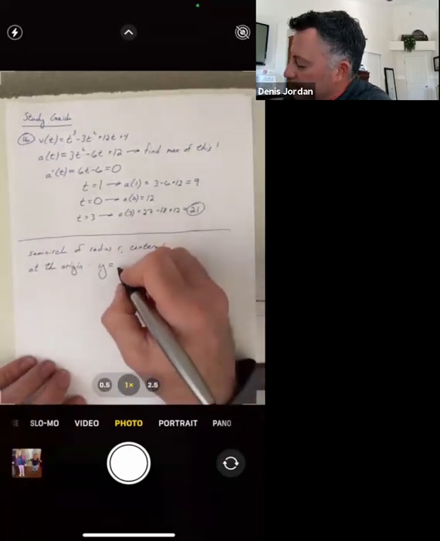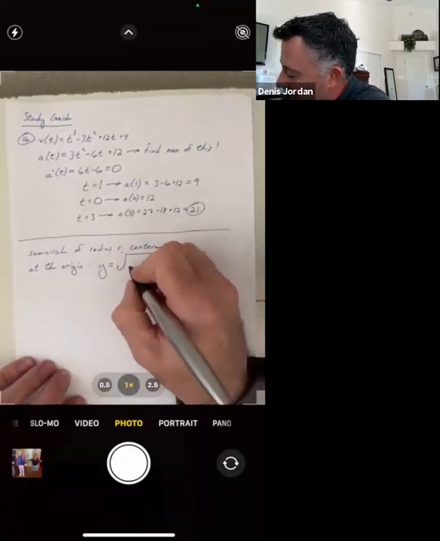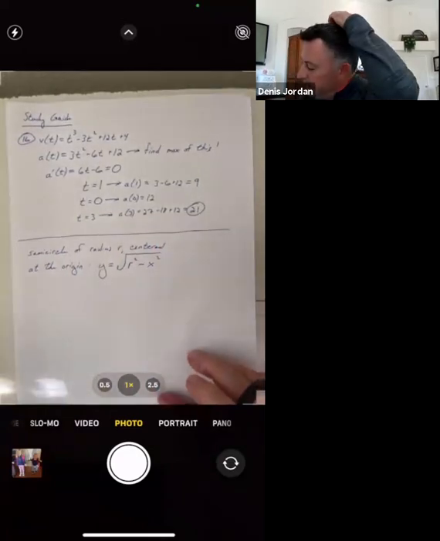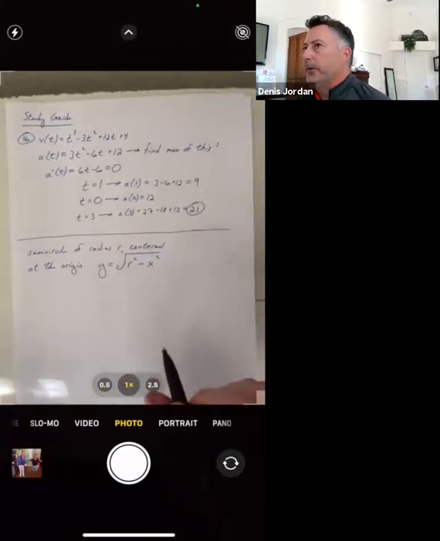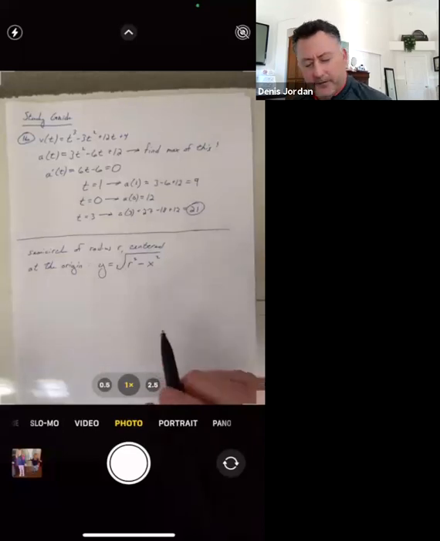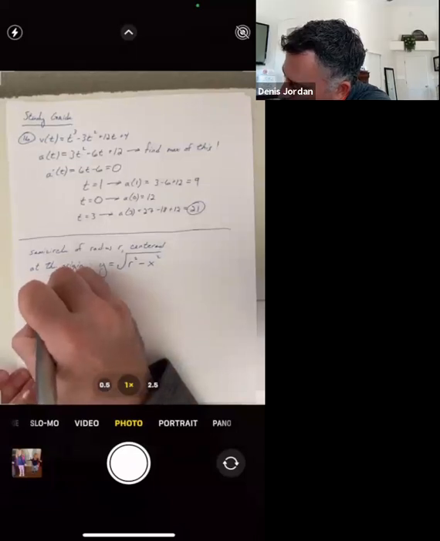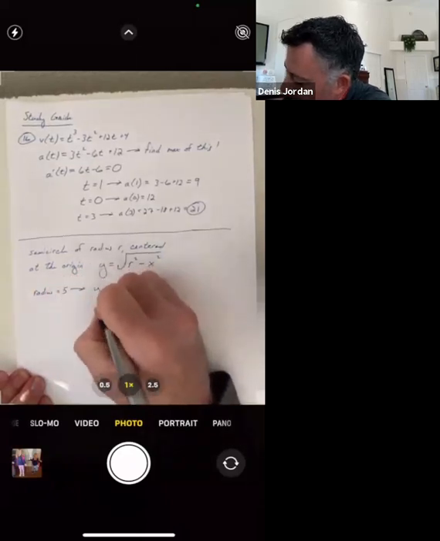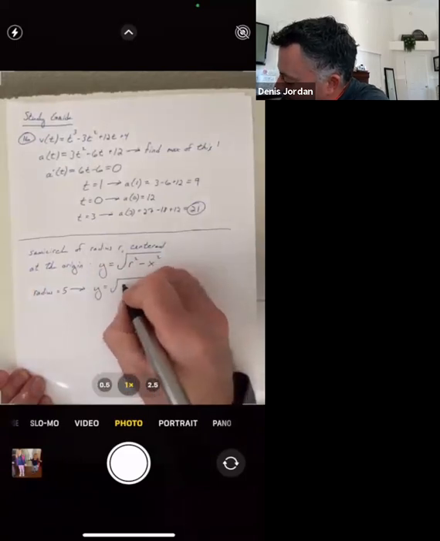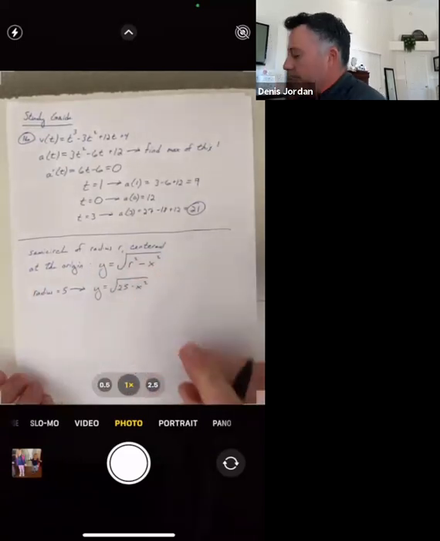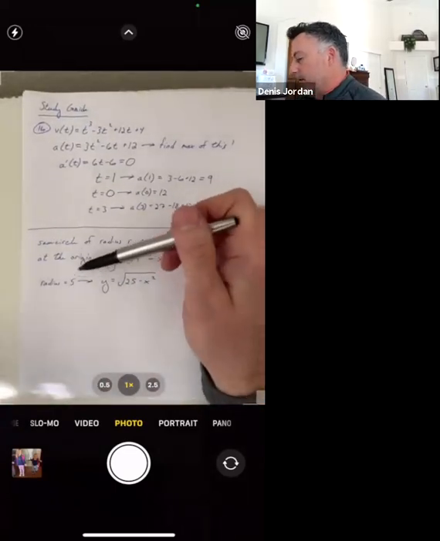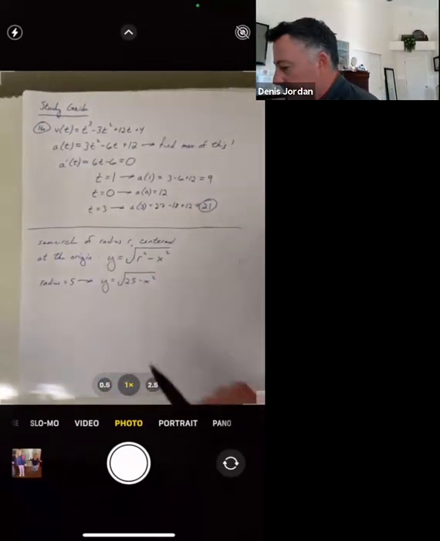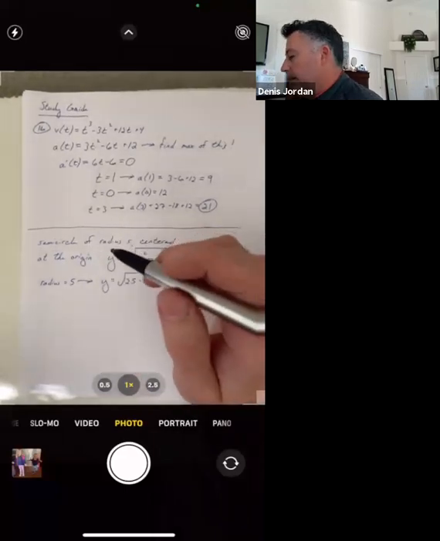That's always going to be y is equal to the square root of r squared minus x squared. So I think the one that we did in the notes had a radius of 5. So that's how we came up with that equation, y equals root 25 minus x squared. This one comes up a lot in calculus too. So you just got to know how to get that equation anytime they talk about it.